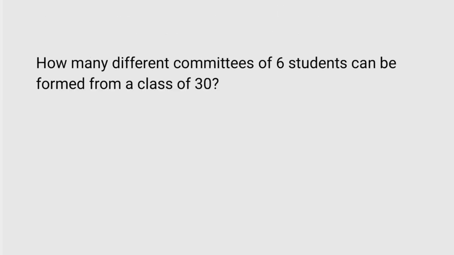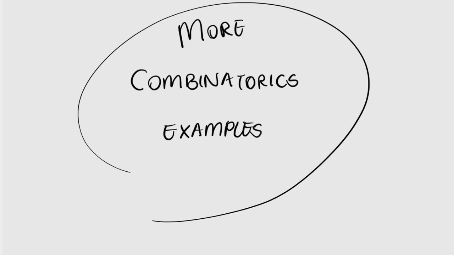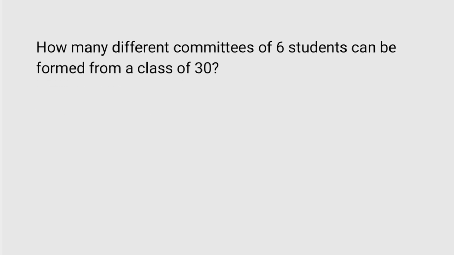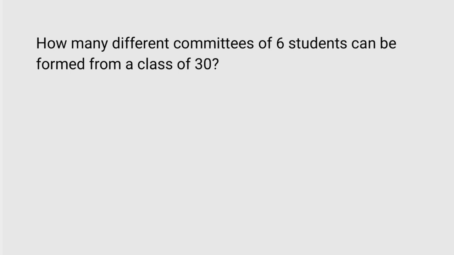Okay, so let's jump straight into it. This is more combinatorics examples. Let's start. How many different committees of 6 students can be formed from a class of 30? What you should notice straight away is that with a committee, it doesn't matter which order the students are chosen. And if you recall, what I said in the previous video was that when order does not matter, we use the combination formula, right? So you can pause this and do it real quick.